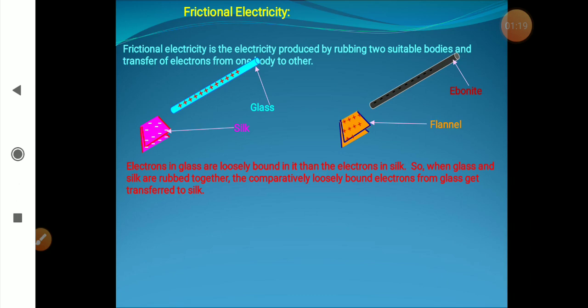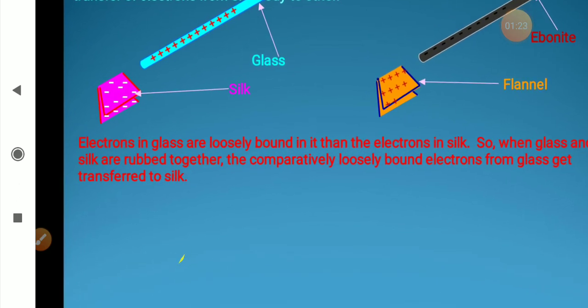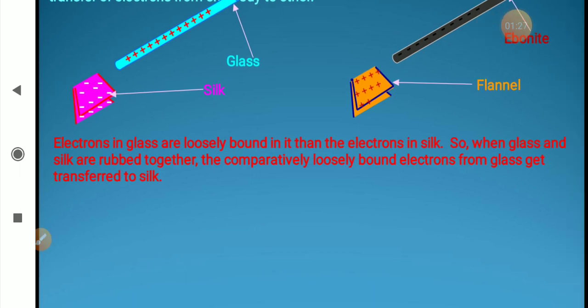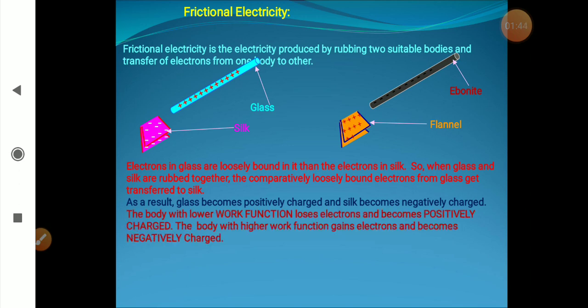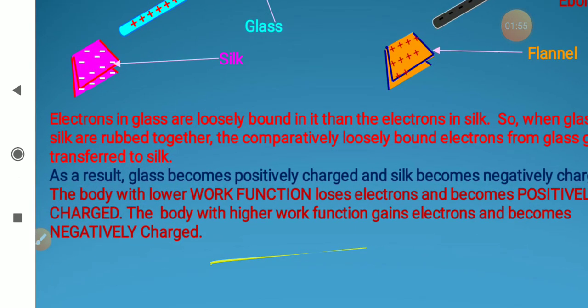Now, the electrons in glass are more loosely bound than the electrons in the silk. So when glass and silk are rubbed together, the comparatively loosely bound electrons from glass get transferred to silk. As a result, glass becomes positively charged and the silk becomes negatively charged. Now, the body with lower work function loses electrons and becomes positively charged, and the body with higher work function gains electrons and becomes negatively charged. So it's very easy to understand.